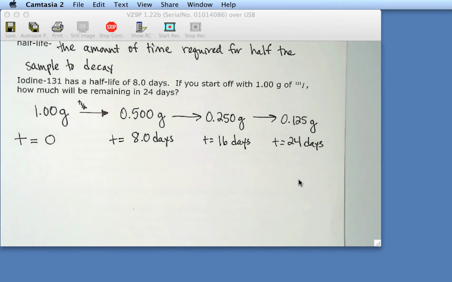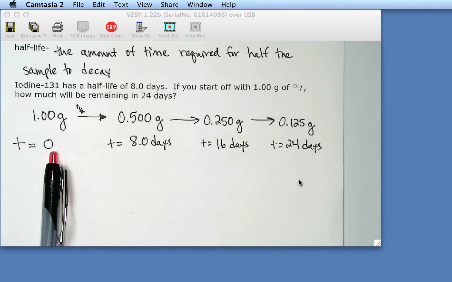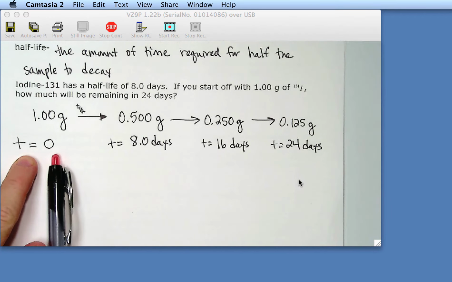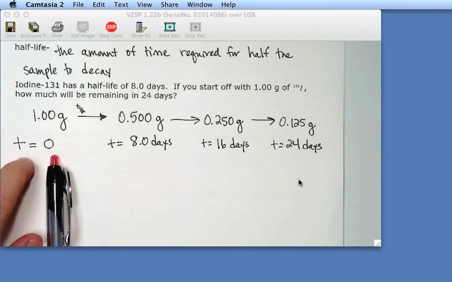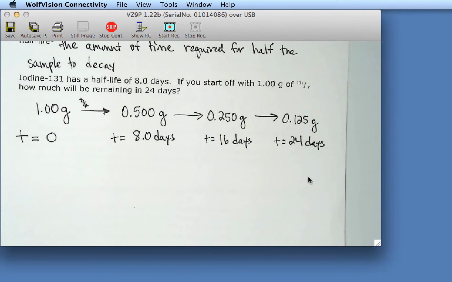What happens to a lot of students, but hopefully won't happen to you, is that instead of starting off at t equals 0, they think, oh, I'm starting off at t equals 8. So this is 8 days where I start. And then they get 16, and then they get 24. So they don't ever get to this point. That's why I always encourage you to write t equals 0. You're starting off at 0.